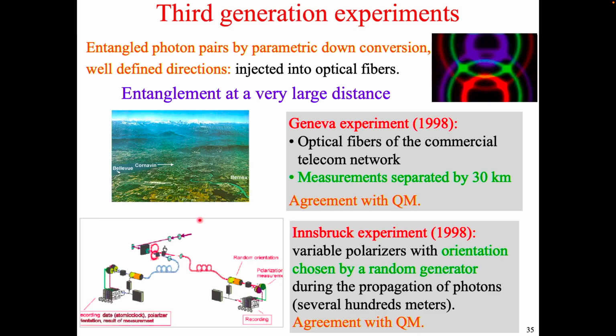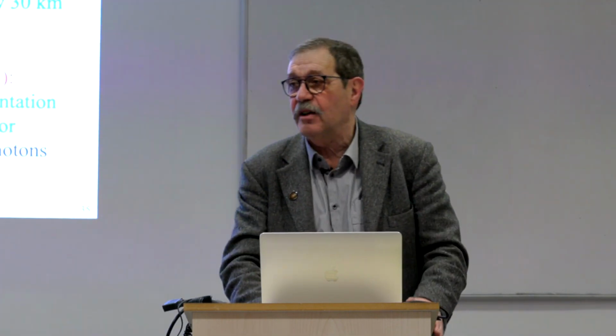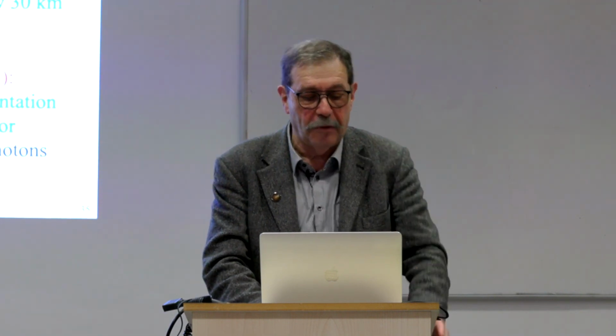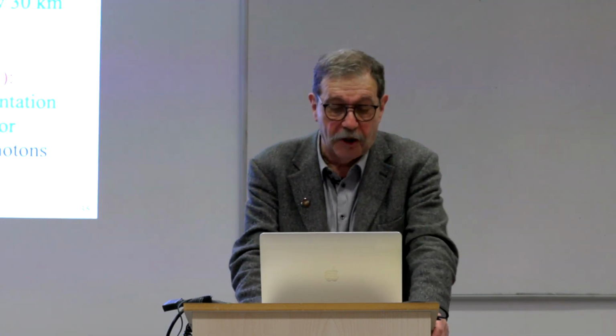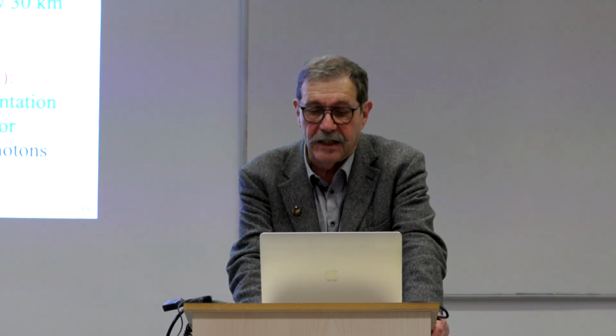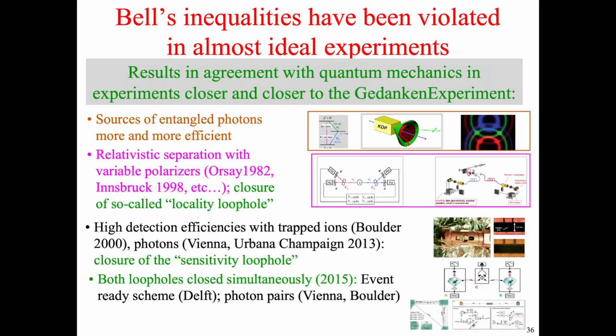So third generation experiments, they were able to produce photons in well-defined directions so they can inject them into optical fibers. And with optical fibers, you can go hundreds of meters like Zeilinger or even tens of kilometers. And this is Gisin in Switzerland. He uses a commercial network of Swiss Telecom, their optical fiber, and he can go 30 or 40 kilometers. It's amazing. So nowadays we can consider that all the loopholes have been closed.